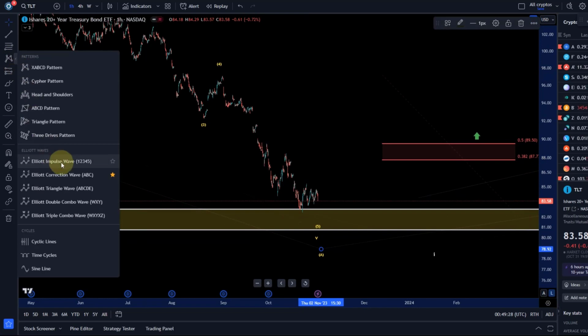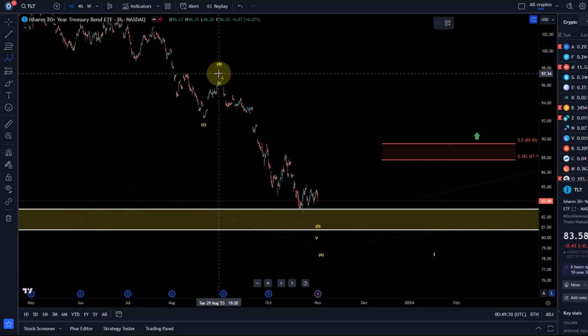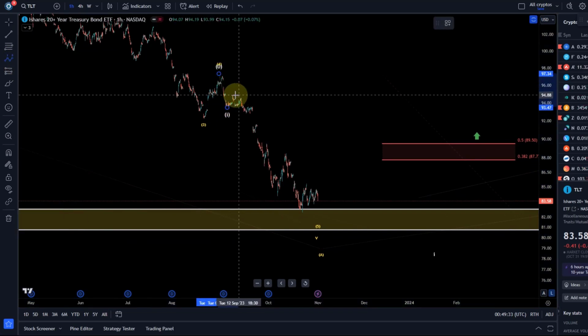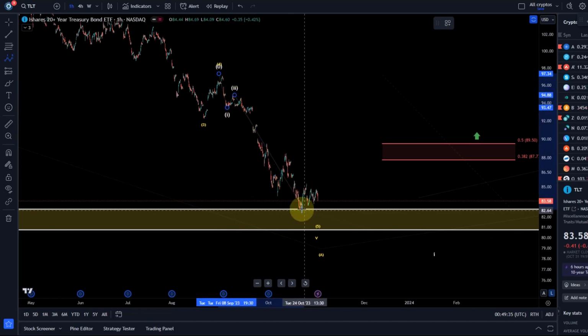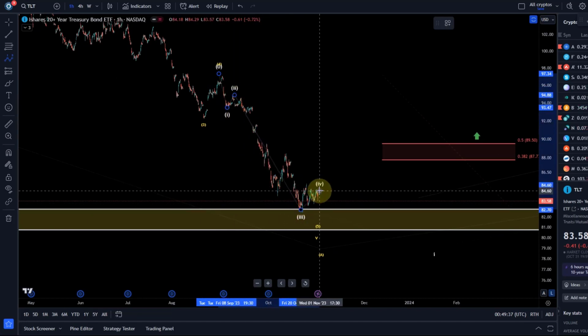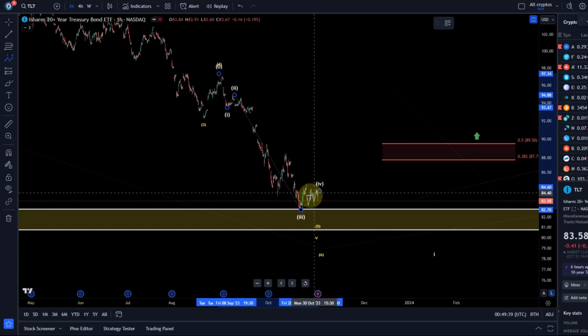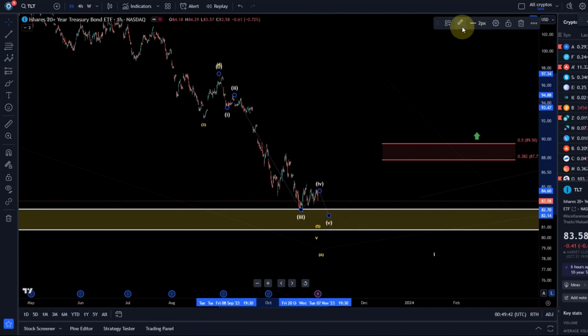Because if I'm adding some waves here, my view would be that this was a 1, this was a 2, this was actually the 3, this could be a wave 4 triangle, and then the wave 5 to the downside. Okay, so let me change the wave degree and color.